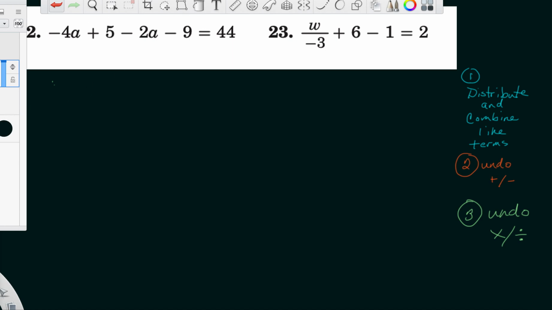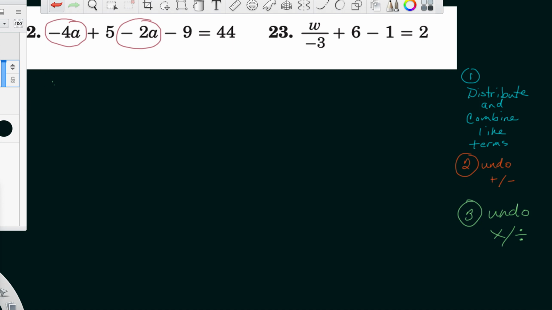Okay, so we're going to circle our a terms. And remember, when you circle that term, you circle the negative or the operation symbol in front of it. And then we're going to add these two things together.